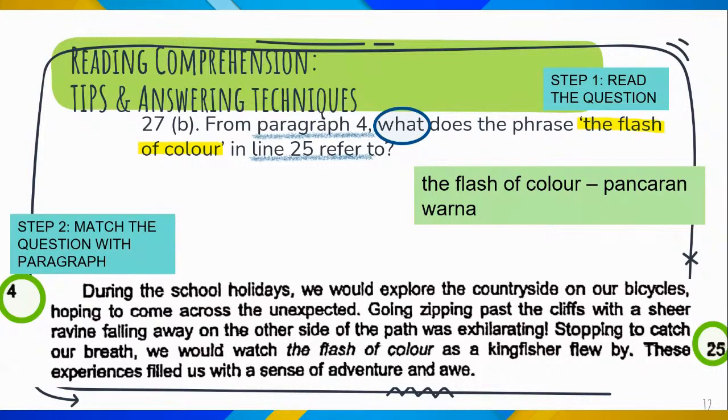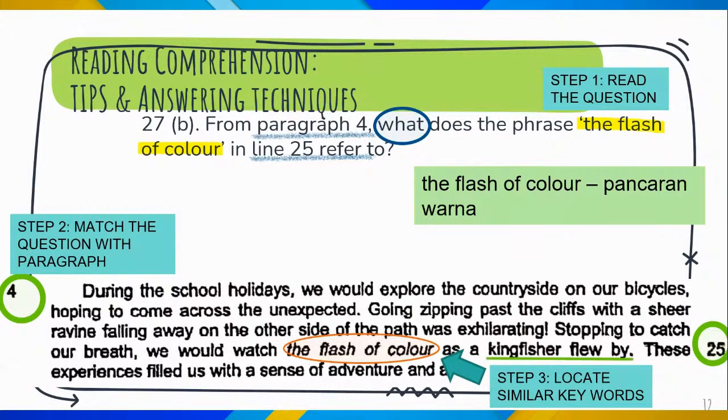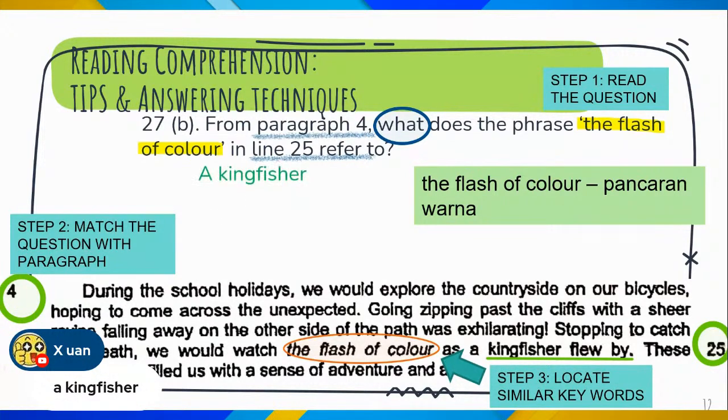Okay, apakah yang dirujuk ataupun ditunjukkan sebagai pancaran warna dalam paragraph, but then 20 lah, then barisan 25. So in this case, you need to find your flash of color here. And like I said always, for comprehension questions, the answers are just nearby. You don't have to look so far away for this kind of question. So anything that's reflecting flash of color there. Okay, going to pick past the cliffs with a shell or as a kingfisher flew by. The answer is they are talking about a kingfisher.